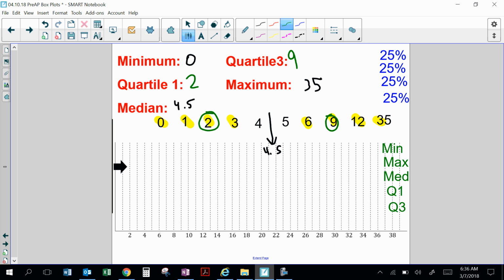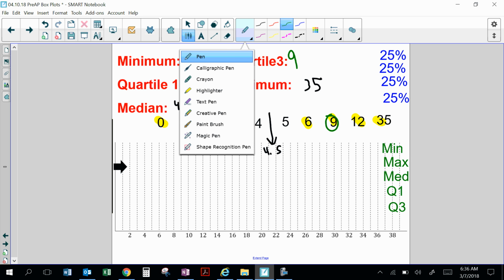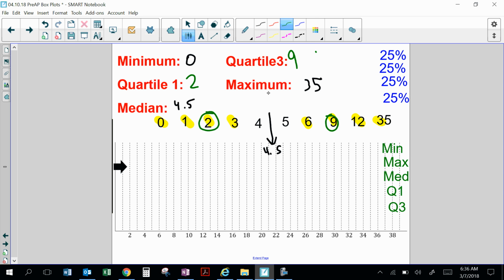And so in here, it's time to make our box plot. The way you make the box plot is you need to know these 5 important things: minimum, maximum, median, quartile 1, and quartile 3. From this, you will draw dots. The minimum is 0. So find 0. It's right here. Draw a big dot for 0. The maximum is 35. So it's right here. Draw a big dot for 35.